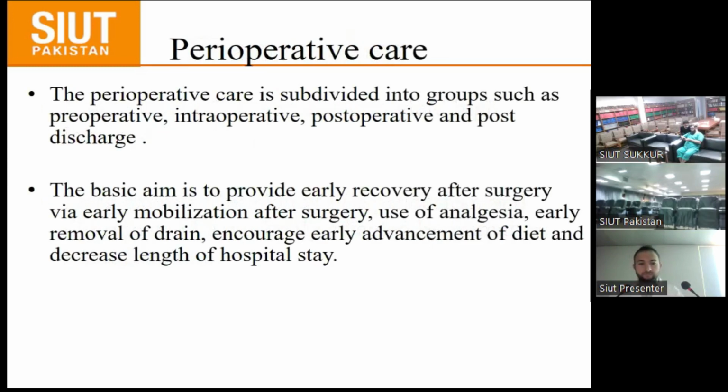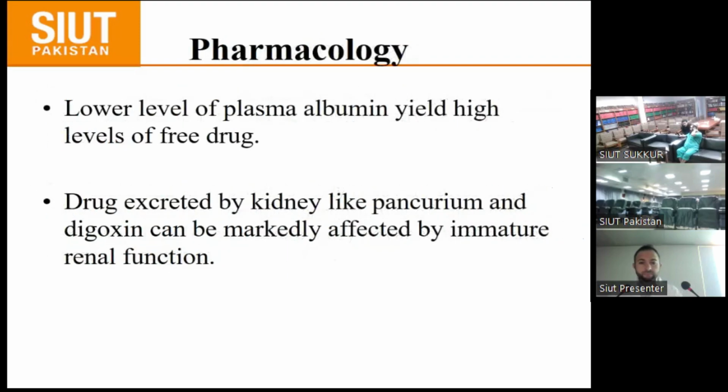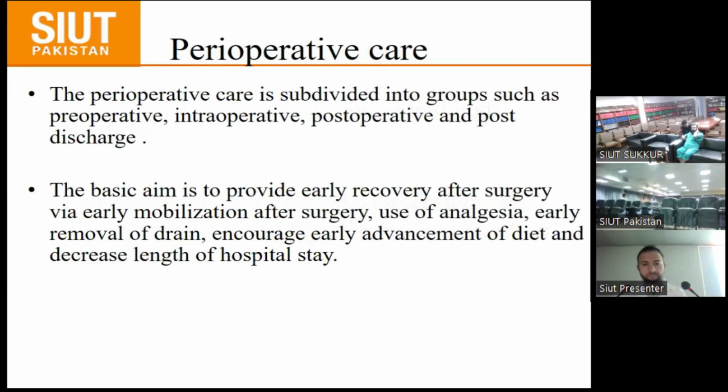So you are right that in neonates and the pediatric age group there should be dose adjustment, but not only because of the dose: the albumin level is low, so more free drug is available to act on the receptors, and there can be more complications if we do not titrate the dose accordingly. As well, the kidneys are immature; we have learned that in neonates the GFR is 30% of that of an adult.